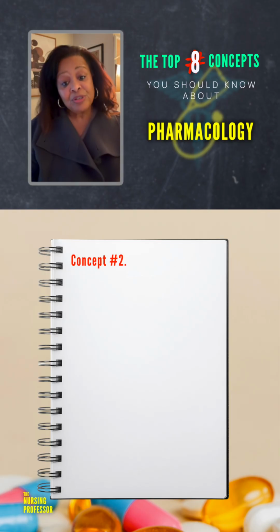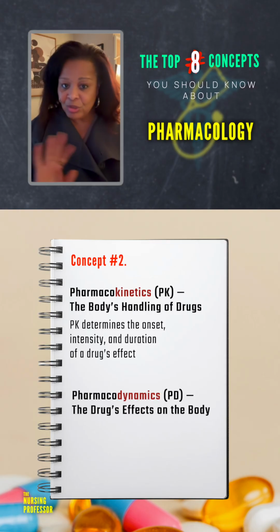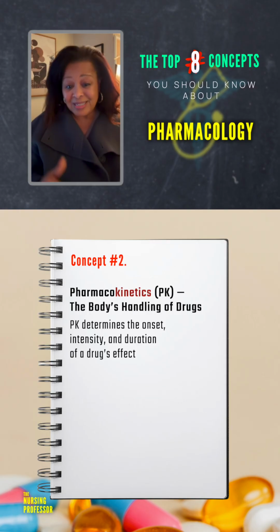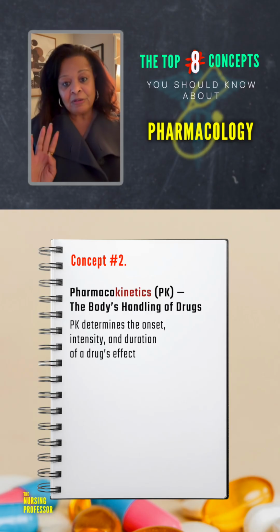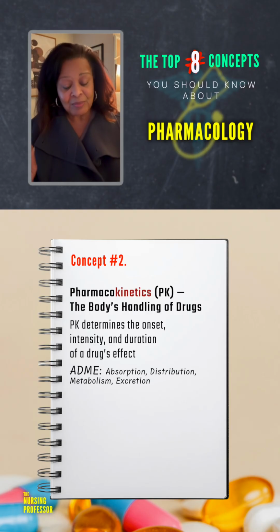All right, 2 other terms you need to be familiar with, and this is concept number 2, is pharmacokinetics and pharmacodynamics. Know the difference between the 2. In pharmacokinetics, I always think movement, because kinetics means movement, and the acronym to remember with that is ADME, A-D-M-E. A stands for absorption, D stands for distribution, M is for metabolism, and E is for excretion.